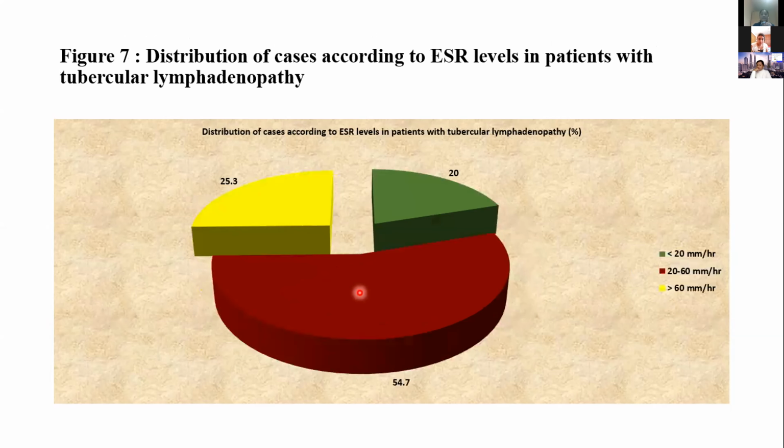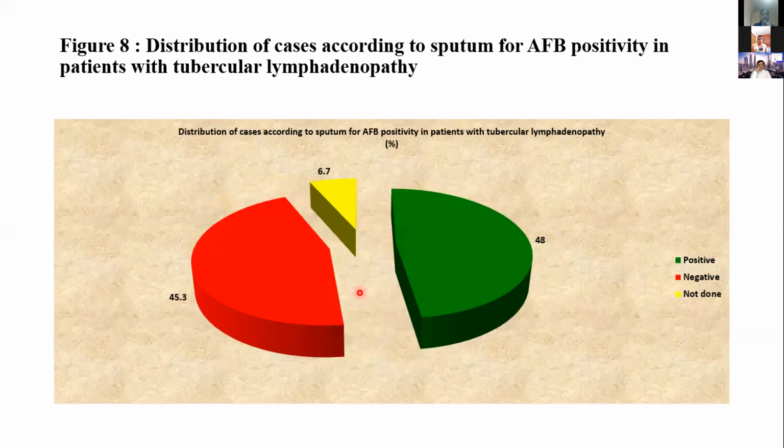Now, when we performed ESR on the patients with tuberculosis lymphadenopathy, almost all the patients had a high ESR level, which indicates that the ESR level is raised in chronic infections like tuberculosis.